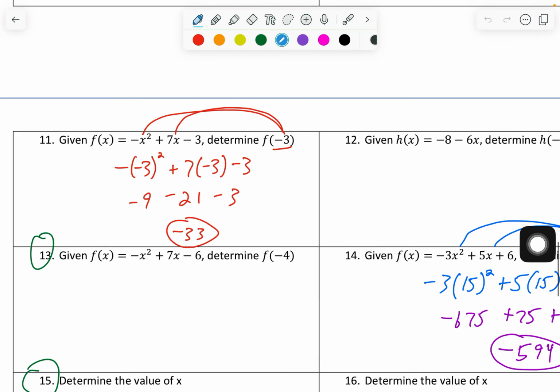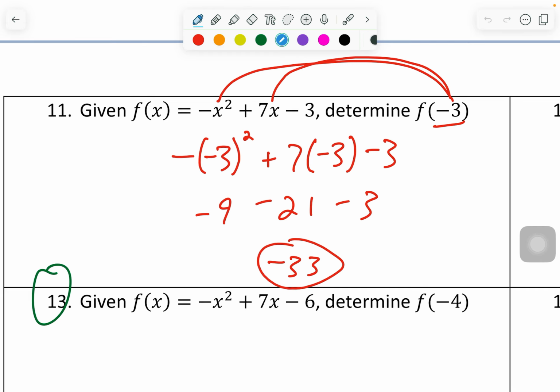All right, and then 11 through 14 was just like number 6 on the test. Just plug in whatever is with the F, whatever number is there, plug it in for X. And then don't forget your ordered pair, all right? So negative 3, comma, negative 33. So you plug it all in, and then you put it all in the calculator. Okay, you don't have to do this. Just take all this and plug it in the calculator and get that.